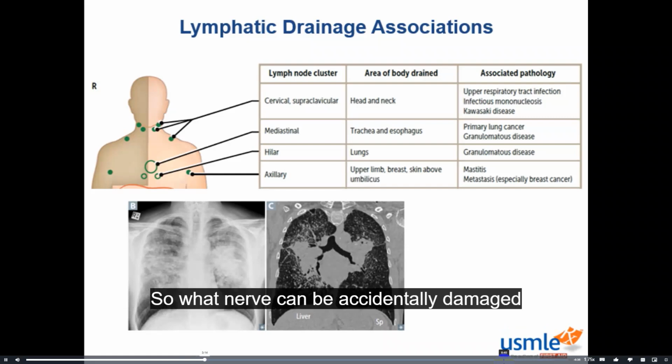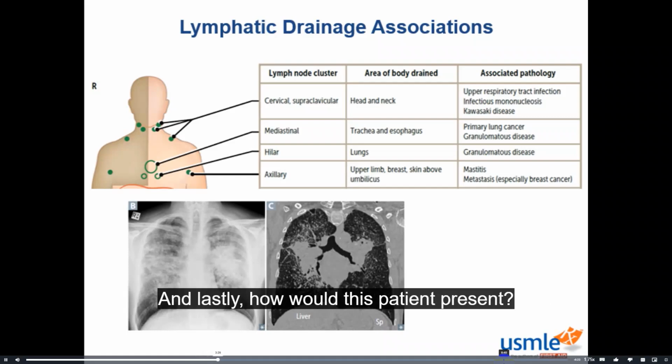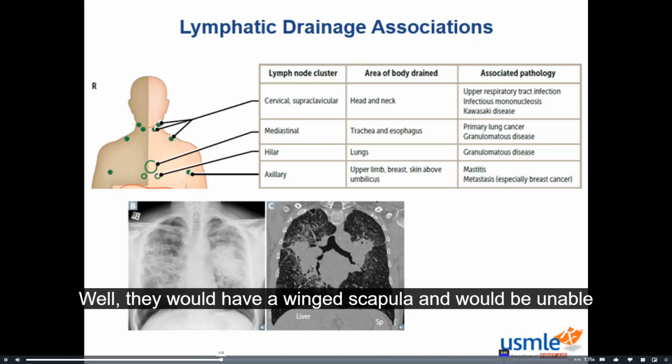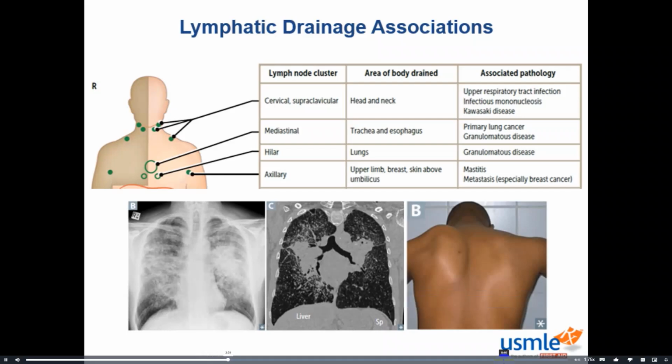So what nerve can be accidentally damaged in an axillary lymph node dissection? Yep, it's the long thoracic nerve. Do you know what muscle that innervates? Yes, it's the serratus anterior. And lastly, how would this patient present? Well, they would have a winged scapula and would be unable to abduct the arm above the horizontal position.